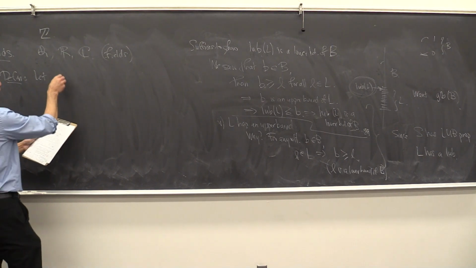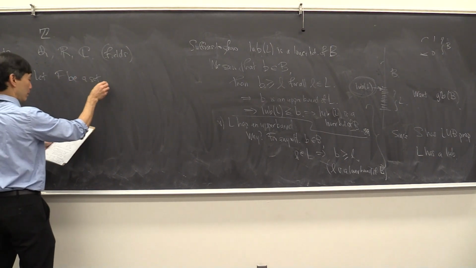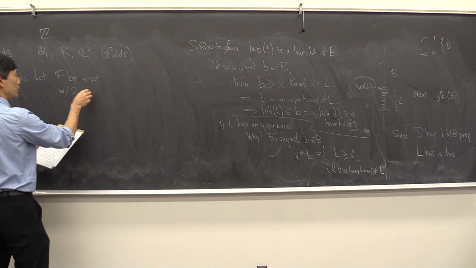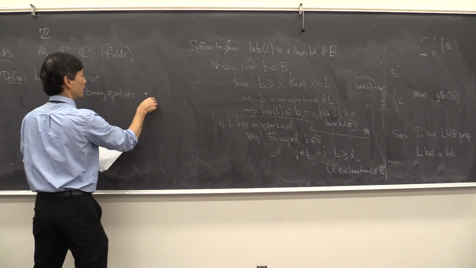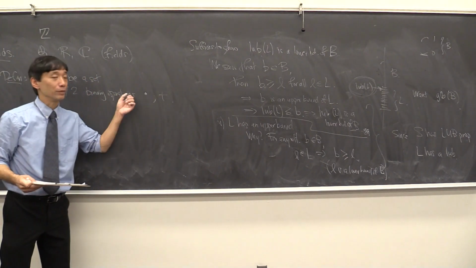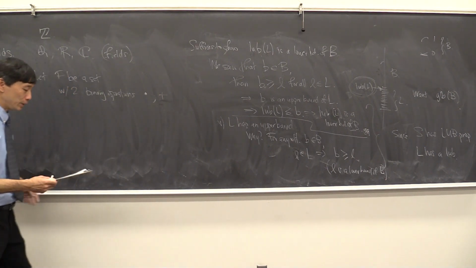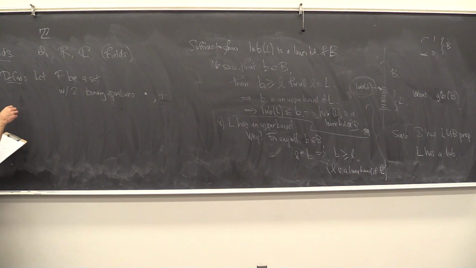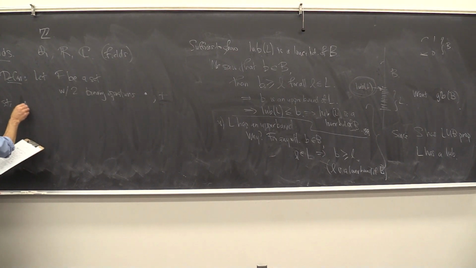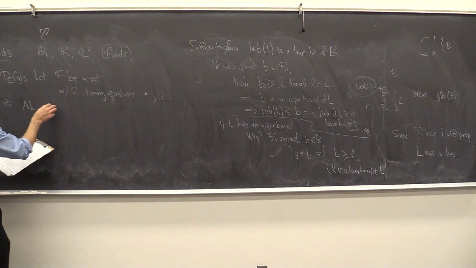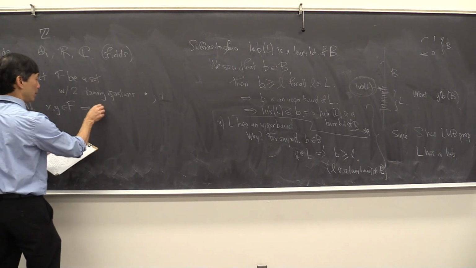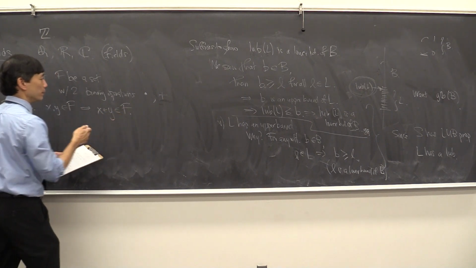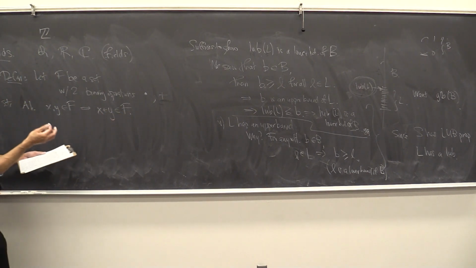Okay, so let F be a set with two binary operations, dot and plus. So these are generalizations of multiplication and addition. They may not be what you think they are, such that, and then there are a bunch of axioms that it has to satisfy. So first is that x and y in F implies that their sum is in F. So this is what we call closure.